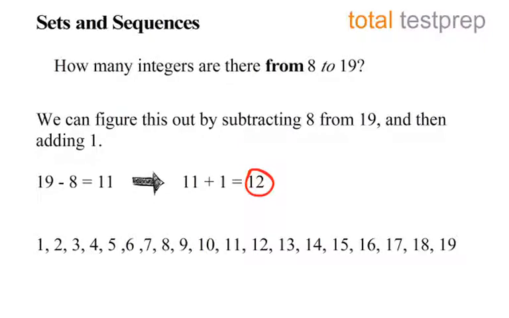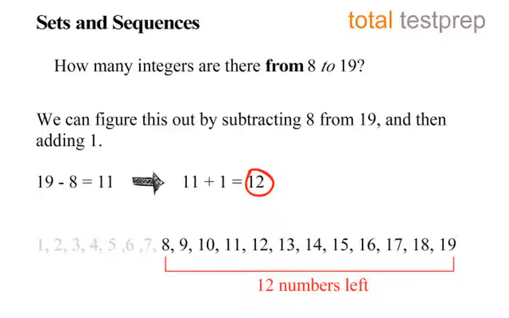Another way of thinking about it is thinking in terms of a number line, or laying the numbers out in a row from least to greatest, starting with 1. Suppose you had the numbers 1 to 19. There are clearly 19 numbers there because you're starting with 1 and ending with 19. But we don't want all the numbers from 1 to 19. We only want the numbers from 8 to 19. So what we did was we started with 19 numbers and then got rid of the first 7, which means there are 12 numbers left. That's another way of thinking about how to find integers from 8 to 19.